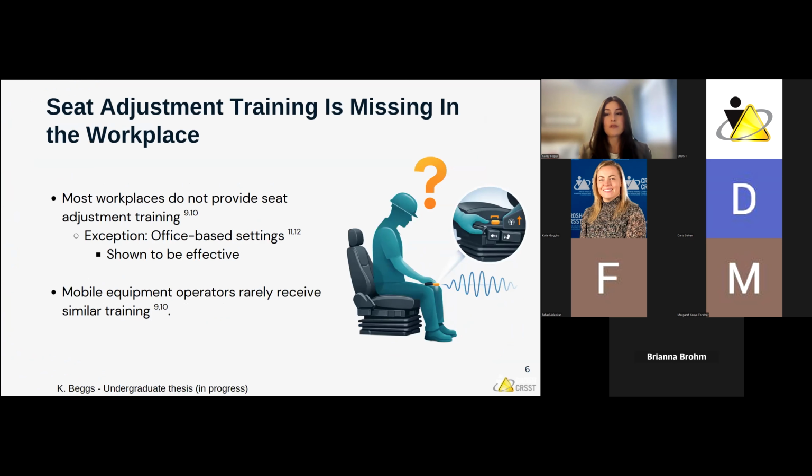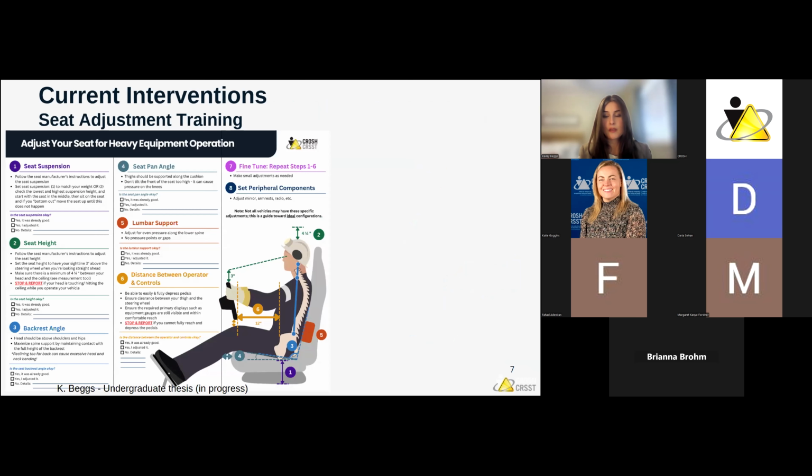So many workplaces do not provide seat adjustment training, except in some office-based settings where this training has been shown to be effective to reduce MSDs. And given that posture does have a significant influence on vibration transmission through the body, training mobile equipment operators to properly adjust their seats may provide an effective and accessible way to reduce whole body vibration exposure. Without proper training, operators may be subjecting themselves to greater vibration exposure than necessary.